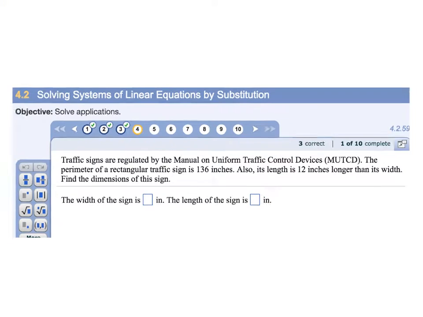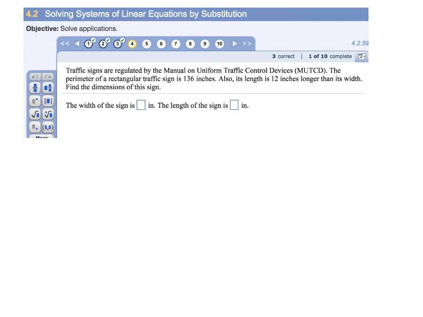All right, so on this one, it says traffic signs are regulated by the manual, and the perimeter of the rectangular traffic sign is 136 inches. Also, its length is 12 inches longer than its width. Now, there's a couple of ways to solve this problem. In fact, there's a lot of ways to solve this problem. But one way to do it is to think about it as the guess and check chart. So its length is 12 inches longer than its width. So we know the width and the length, and that we want the perimeter to be 136 inches.